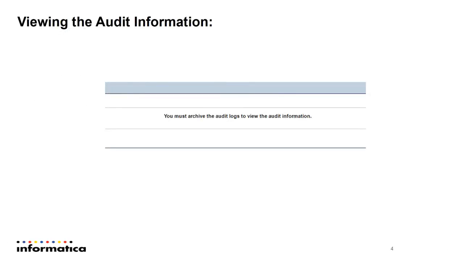So for viewing the audit information, we can go to the administration and in the audit logs, but if we didn't archive any time before that, it will display a message like: you must archive the audit logs to view the audit information.